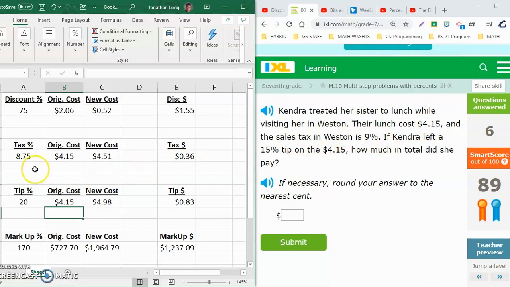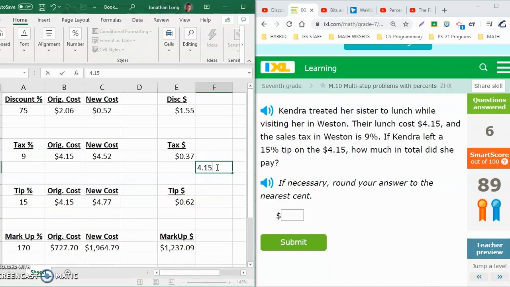The tax was 9%, so I'm going to put a 9 here. So how much extra tax is there? 37 cents. Tip was 15%, so I'm going to change this to 15. How much extra do I owe for tip? 62 cents. So now here's what we need to understand. Not only do we owe the $4.15, we also owe the 37 cents in tax, and we owe the 62 cents. I don't have a calculator handy, so I'm just going to make my own real quick.